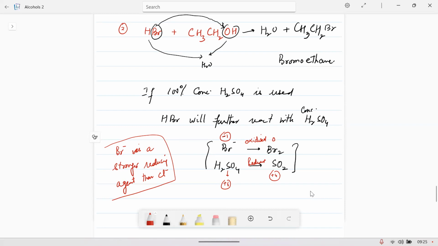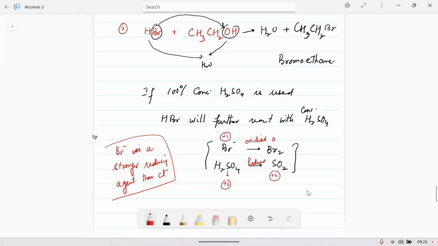So if you are using HCl, then it is not a problem. HCl does not react with the H2SO4 or any other thing, and we were not using the H2SO4 over there. The HBr is unstable, so you have to prepare it during the reaction, and because of that, you have to use the H2SO4. So that's why you have to use the 50% H2SO4.